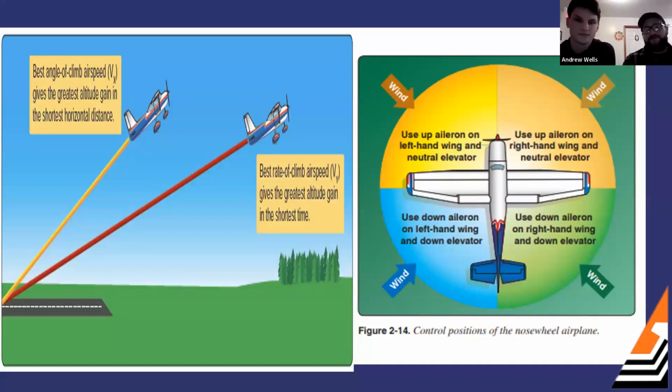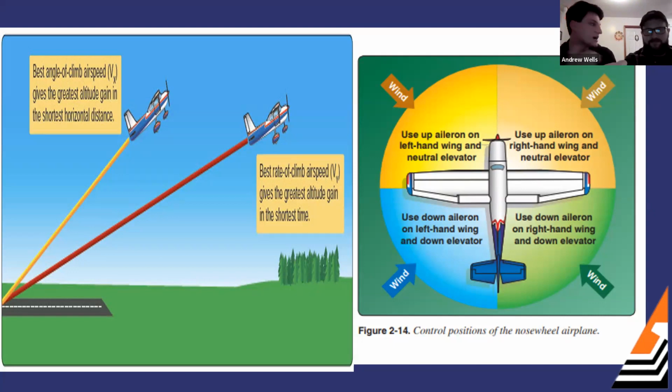And for those of you who might be unfamiliar with what VX and VY are, VX is going to be our best angle of climb, as seen by that yellow line. And there you go. So we can see here kind of how they're different, right? So one gives us our best climb and the most amount of altitude gained in a given amount of distance, and the other, VY, is the most amount of altitude gained in an amount of time, right?